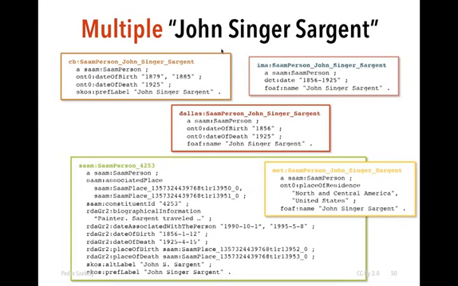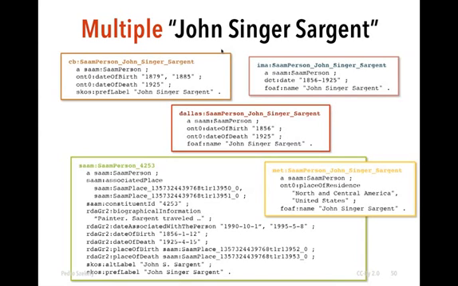So every museum is going to coin a URI for John Singer Sargent, and you might think, why not have everybody create the same URI? And the answer to that is because it's a bad idea, because it does not obey the principles of linked data. And let me elaborate on that.